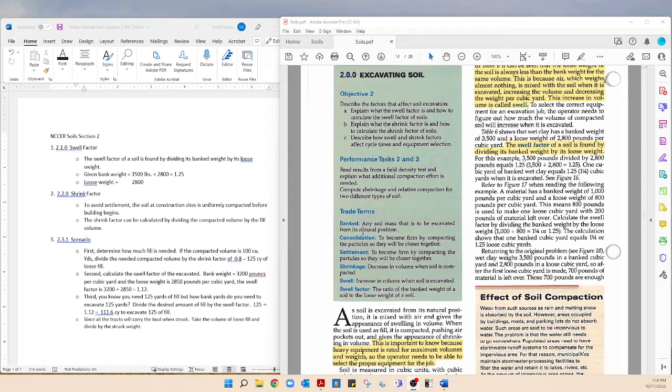Banked yards is undisturbed dirt. That's dirt in situ, the Latin term for undisturbed dirt, virgin soil some may call it, but it never has been disturbed. Consolidation is to become firm by compacting the particles so that they will be close together. Settlement, or shrinkage, is the decrease in volume when the soil is compacted.